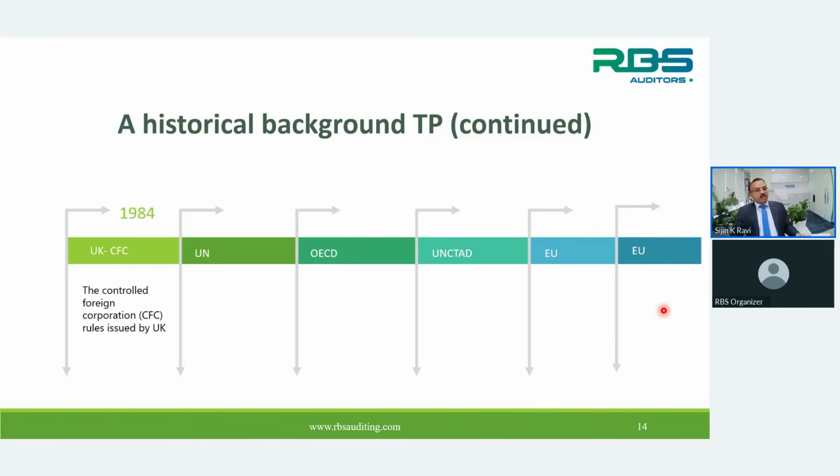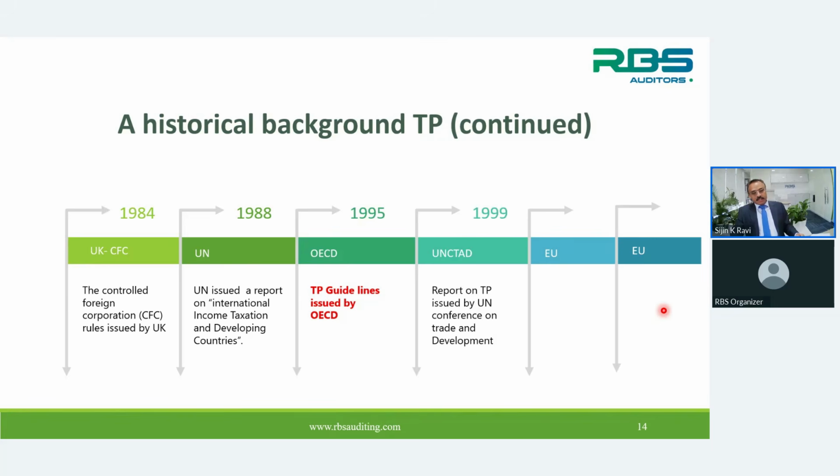CFC means controlled foreign corporation. What it is, basically, is a related party, a controlled foreign corporation or controlled foreign entity. So those rules were adopted by the UK. Then the UN issued a report on international income taxation and developing countries in 1988. In 1995, TP guidelines were issued by the OECD. So first a TP report was issued, then TP guidelines in 1995. Then in 1999, the UN TP was issued by the UN Conference on Trade and Development.